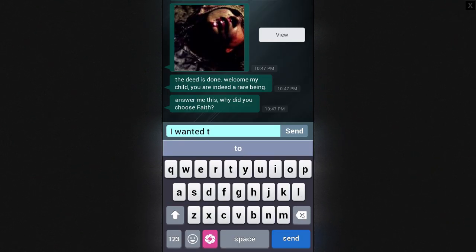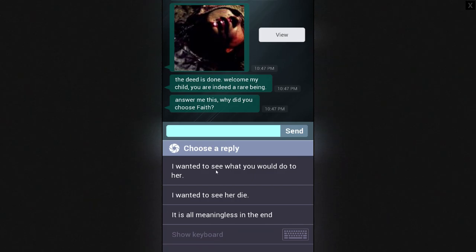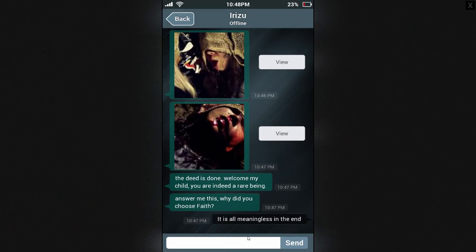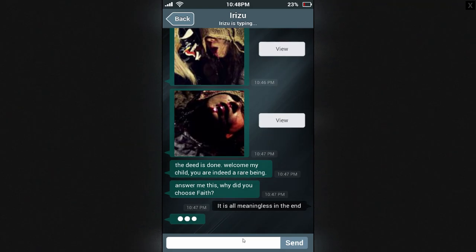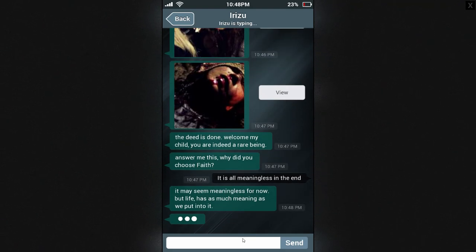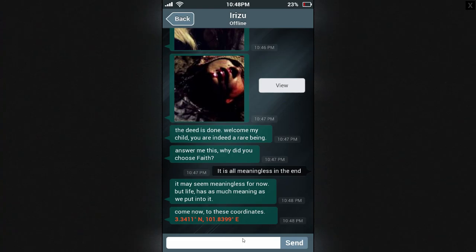It won't let me type anything. I was going to say F you, but yeah, I'll just go with that one. I mean, I feel like I would say, because I was trying to save Sara, it may seem meaningless for now, but life has as much meaning as we put into it. Come now to these coordinates.